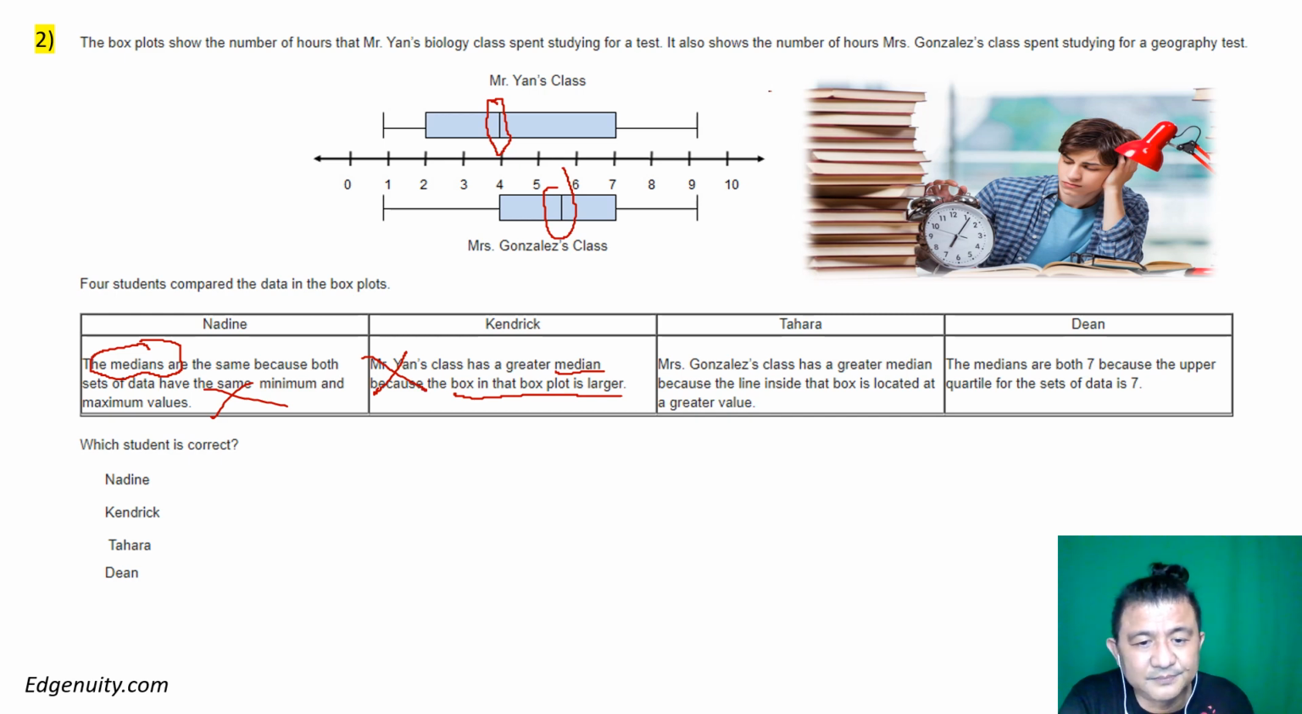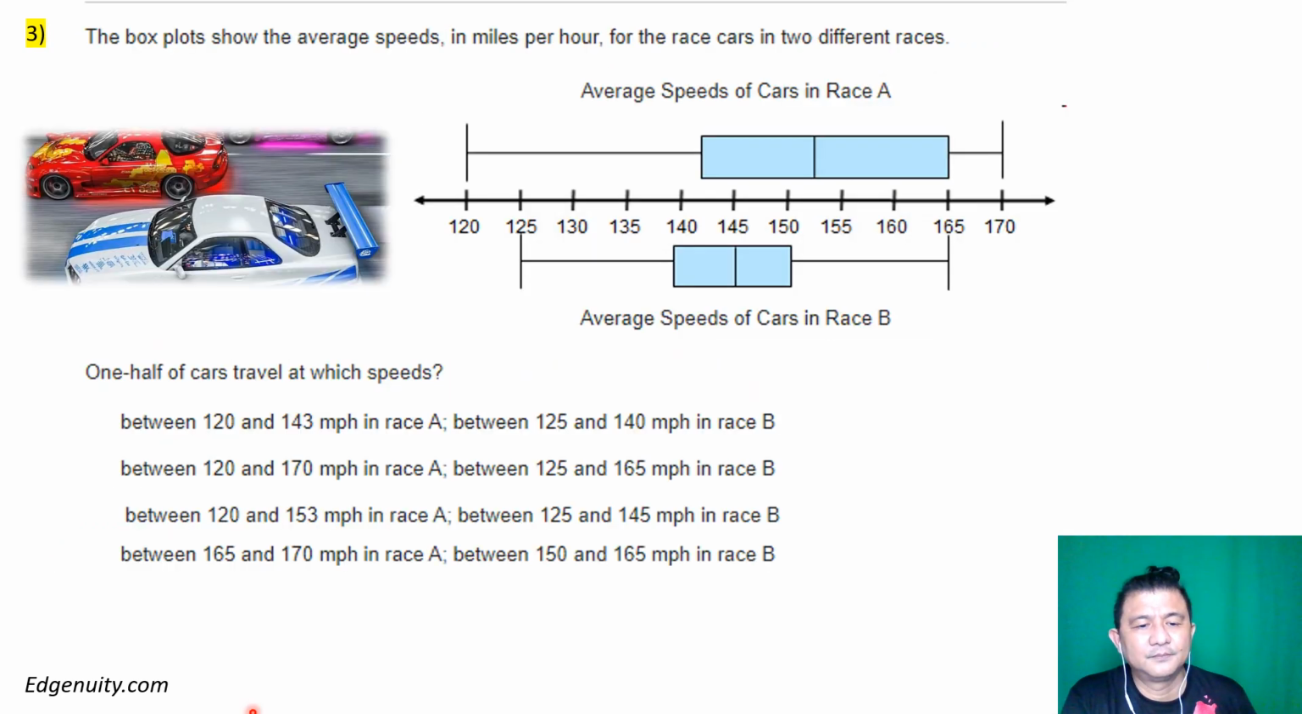Now, let's look at Tahara. Mrs. Gonzalez's class has a greater median because the line inside the box is located at a greater value. Okay, the line inside the box, which is almost 6, maybe 5.8 or 5.9, but you're just a 4. This makes sense. Let's look at the last one. The medians are both 7. Are they both 7? No, that median number are different. They're not both 7. Okay, so the correct answer is Tahara. Got it?